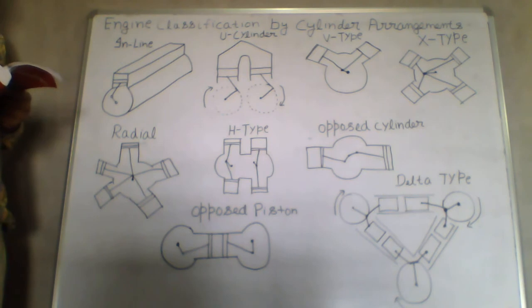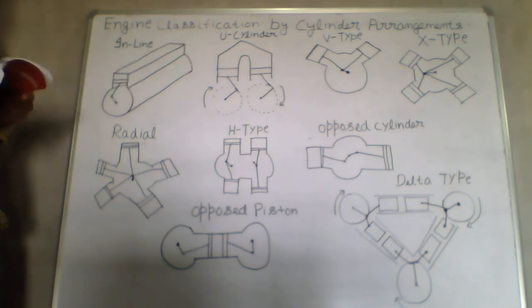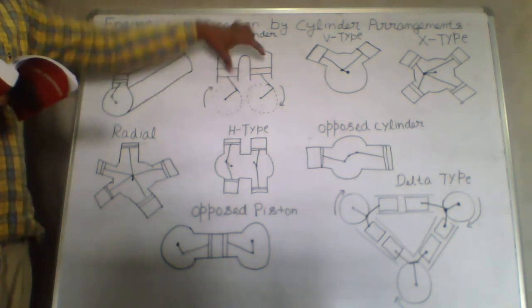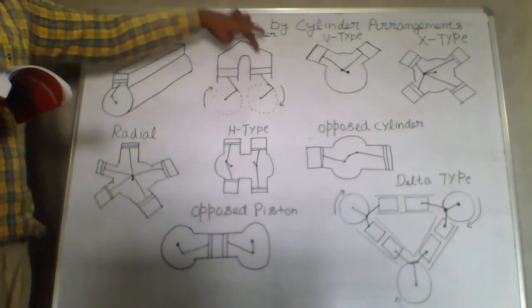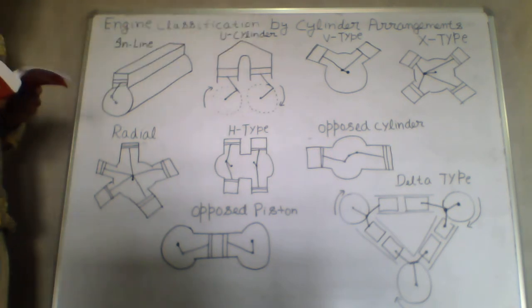The second type is U cylinder. You can see here, these two cylinders are arranged in a U shape.